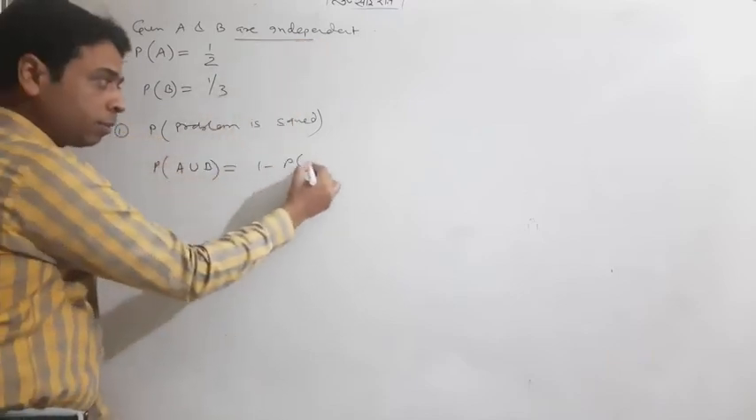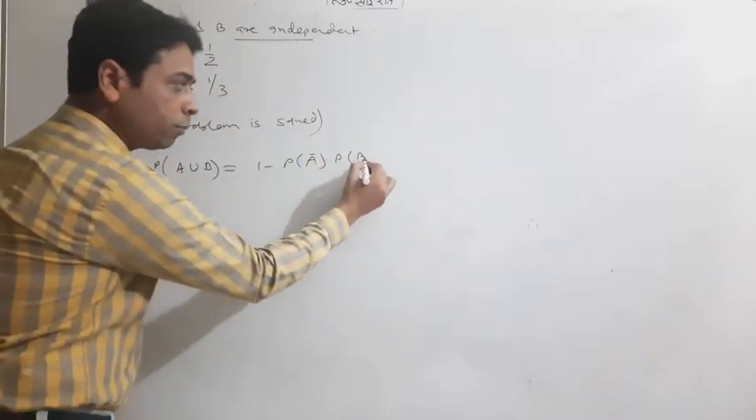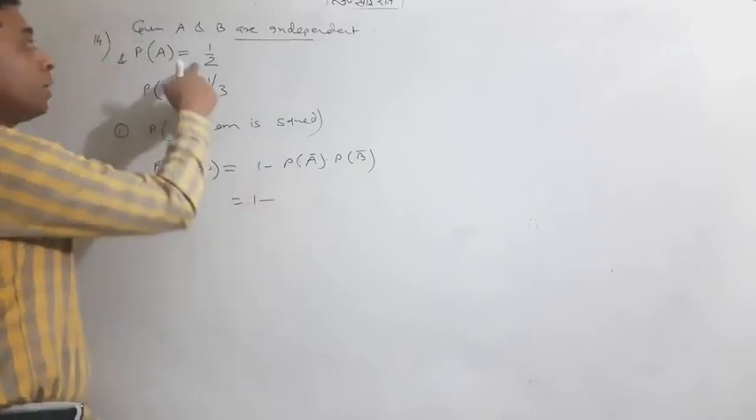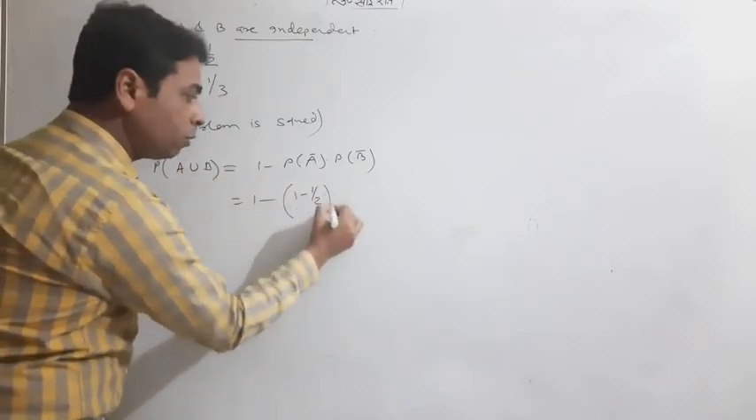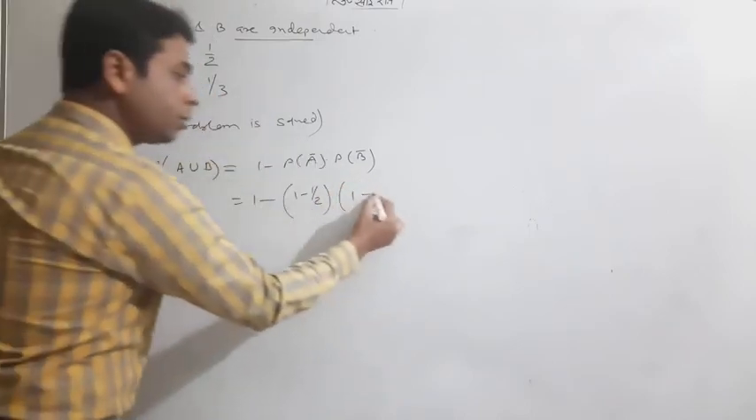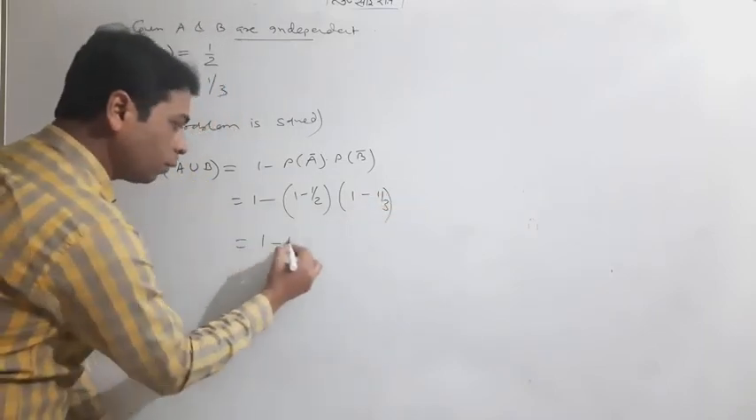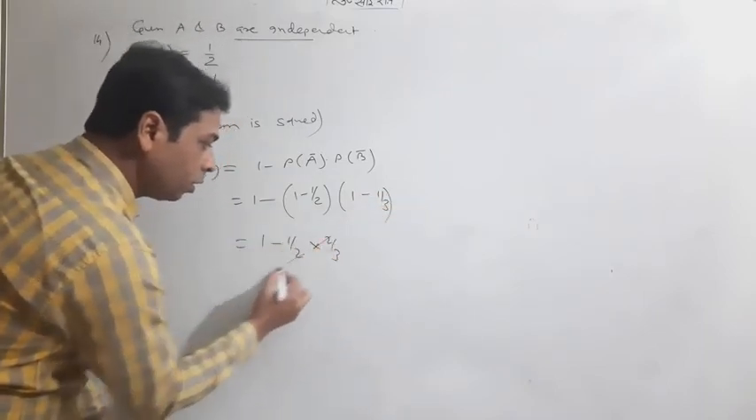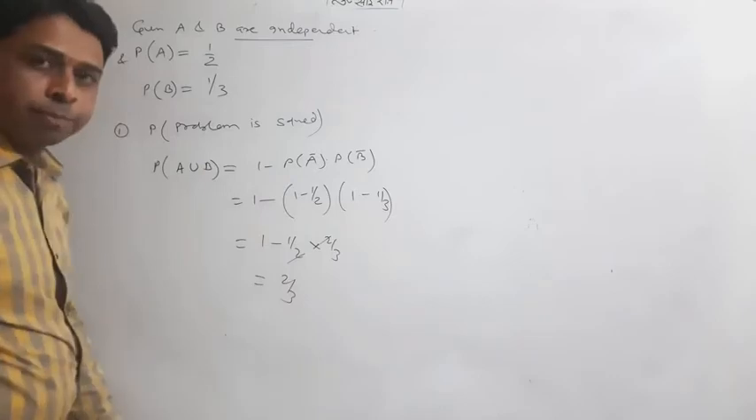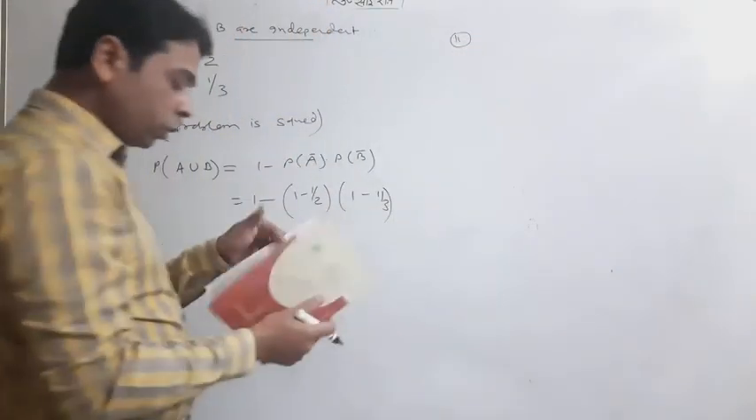1 minus P of not A, P of not B. P of not A is 1 minus 1 by 2. P of not B means 1 minus 1 by 3. So the answer is 1 minus 1 by 2 into 2 by 3. So the answer is 2 by 3. That's simple. Now the second question.